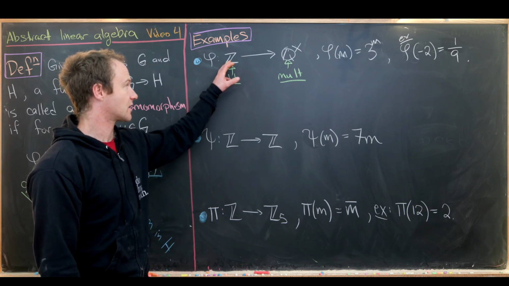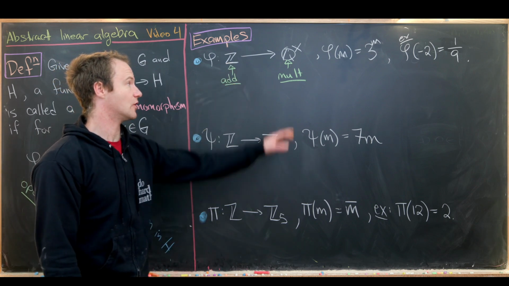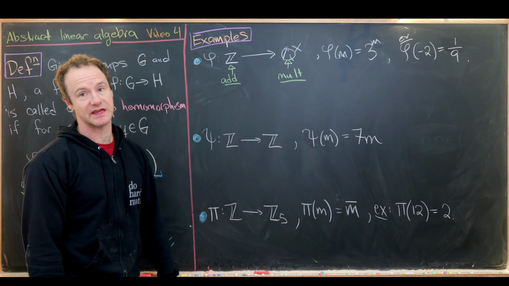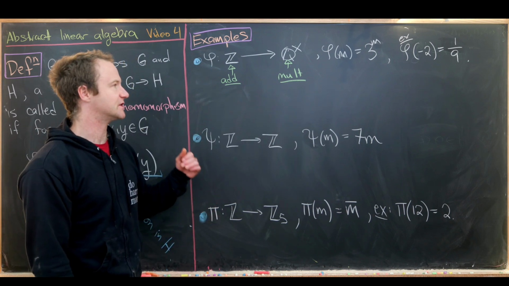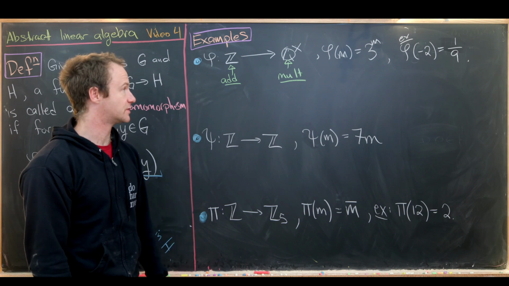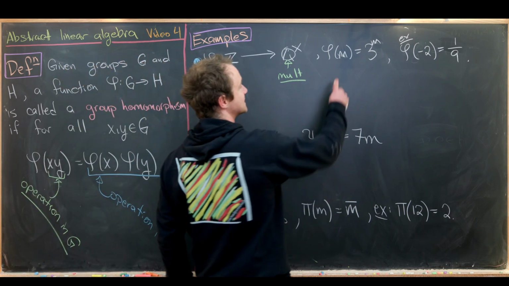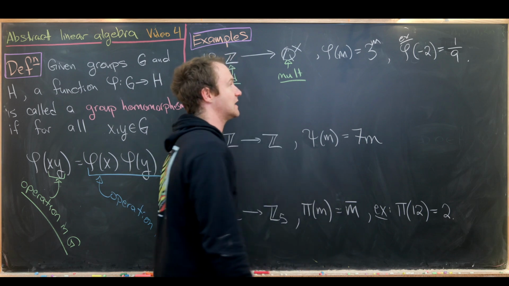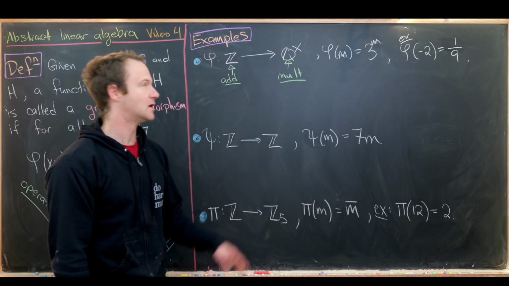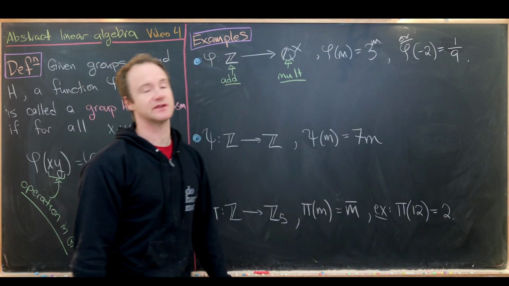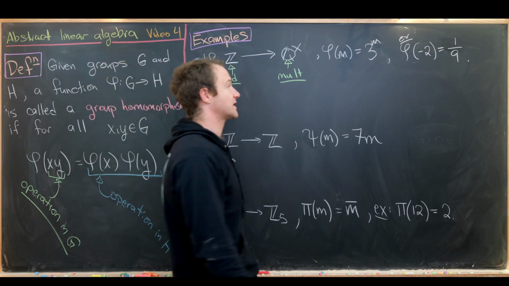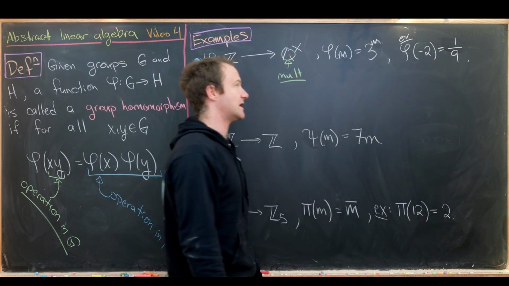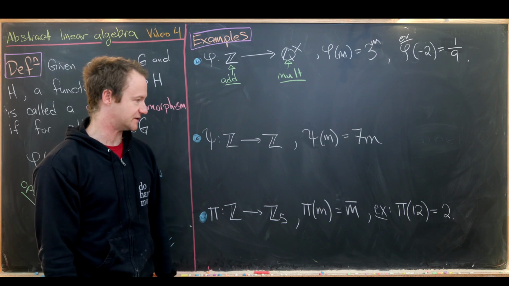So over here, my operation is addition, and over here, my operation is multiplication. In previous videos, we talked about why each of those is a group. And my homomorphism is defined by phi of m equals 3 to the m, although you could really take any rational number here. For example, phi of -2 is 1/9 because that's 3 to the -2.